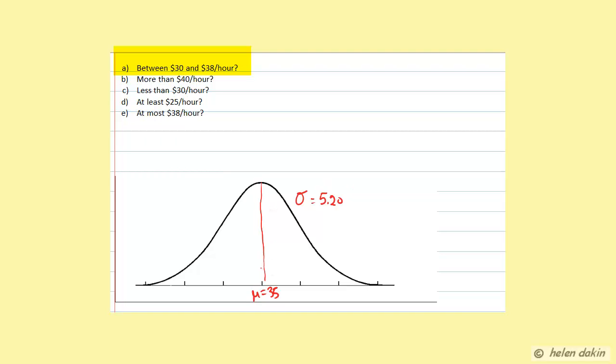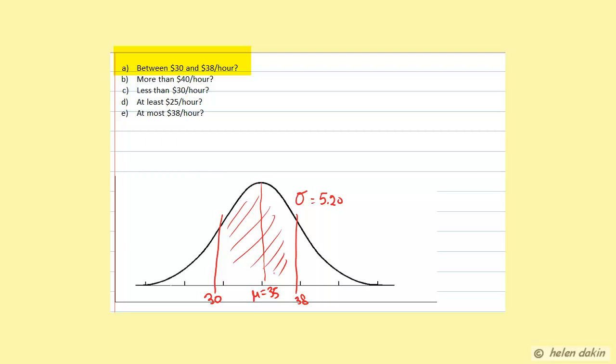So we've got a middle or mean value of $35, and we want to know what the probability is that the value we draw will be between $30 and $38 per hour. So $30 per hour is going to be to the left of the mean, approximately here, and $38 per hour is going to be to the right of the mean, right here. So now I've got to find out what the area is between those two values.